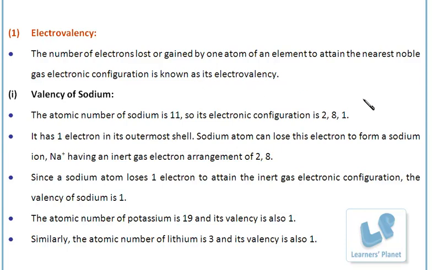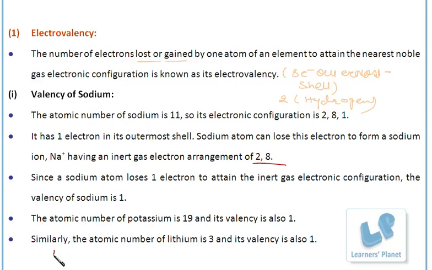See, in order to attain the nearest noble gas electronic configuration, that is a maximum of 8 electrons in the outermost shell, or 2 in the case of hydrogen, an atom loses or gains electrons. So the number of electrons lost or gained by one atom of an element to attain the nearest noble gas configuration is known as electrovalency. For example, sodium. We have discussed this already. Sodium loses one electron and attains the nearest noble gas configuration.